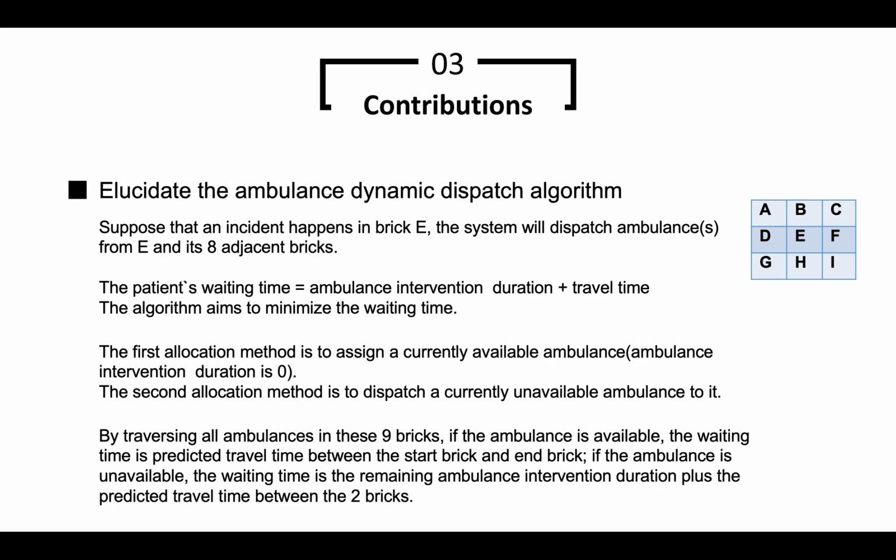By traversing all ambulances in these 9 bricks, if the ambulance is available, the waiting time is the predicted travel time between the start brick and the end brick. If the ambulance is unavailable right now, the waiting time is the remaining ambulance intervention duration plus the predicted travel time between the 2 bricks.